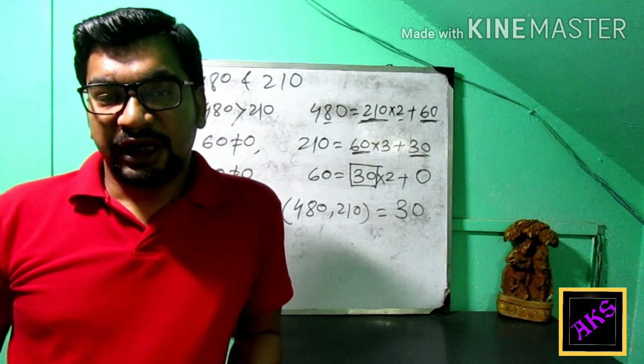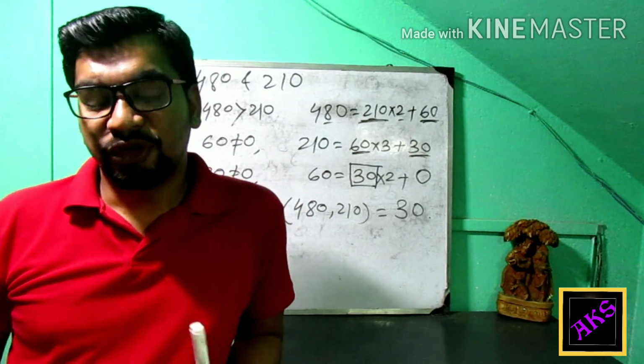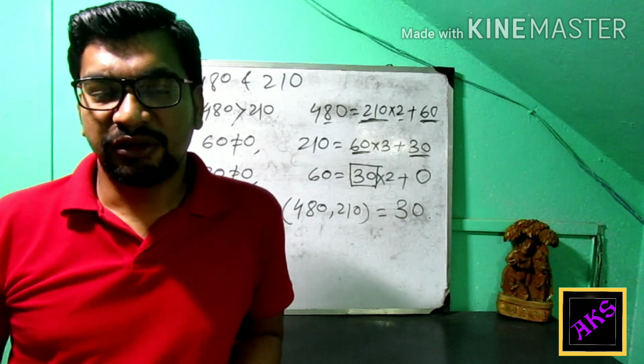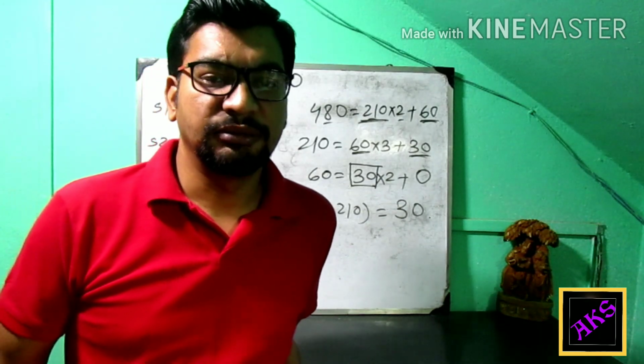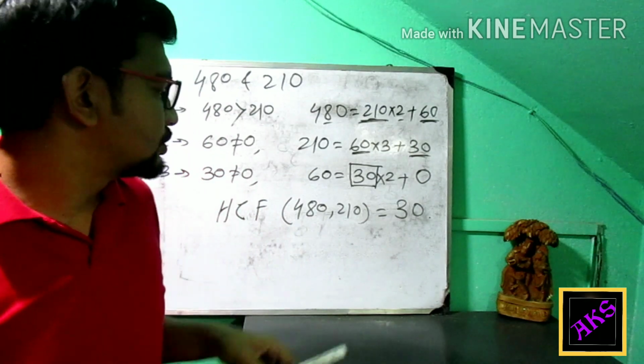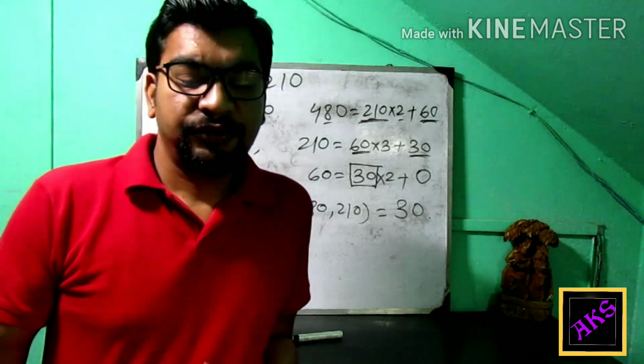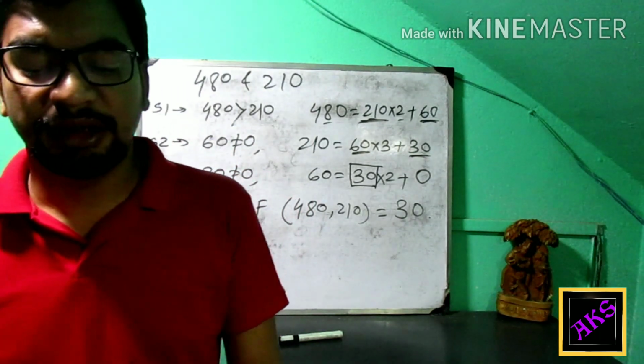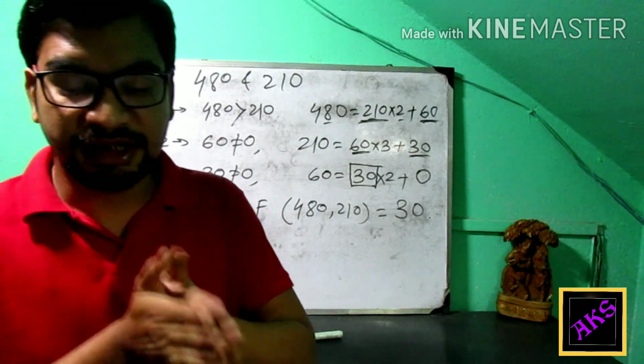This is how we can find the HCF of any two positive integers by Euclid's division algorithm. So that's all for today. We will discuss the fundamental theorem of arithmetic in our next video.